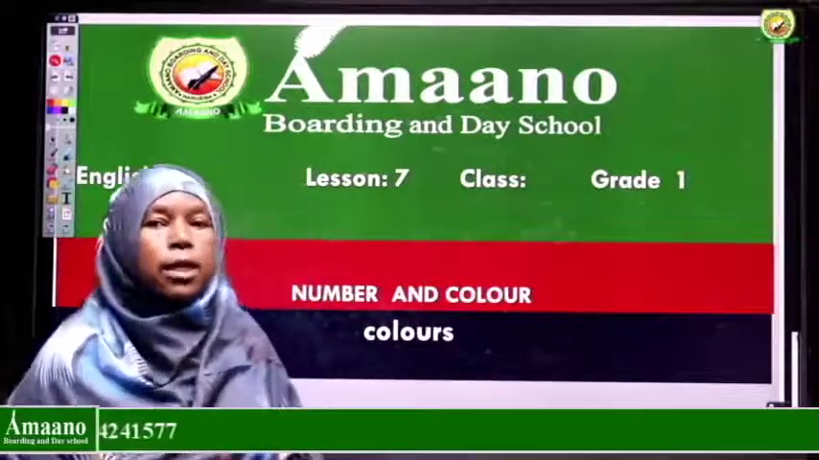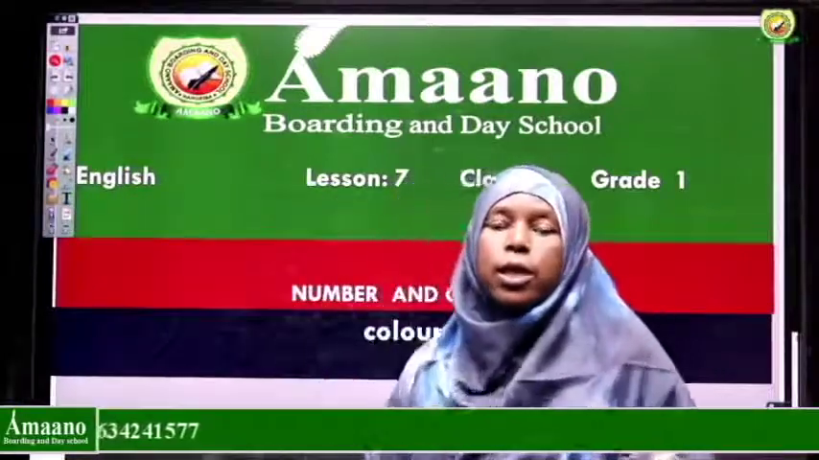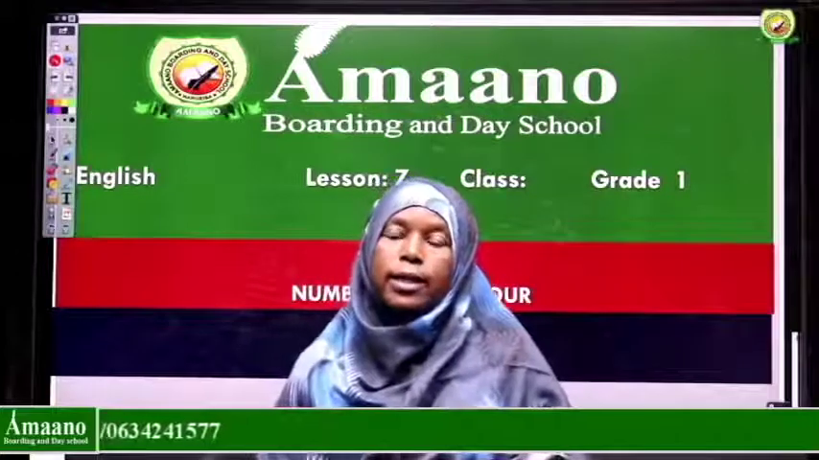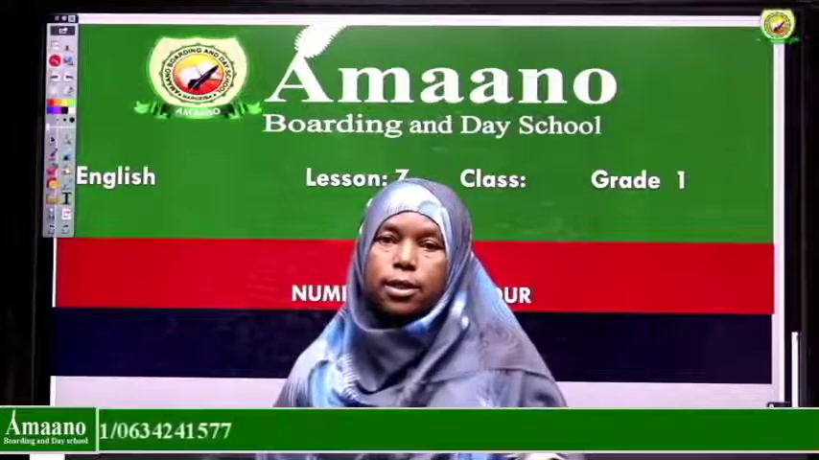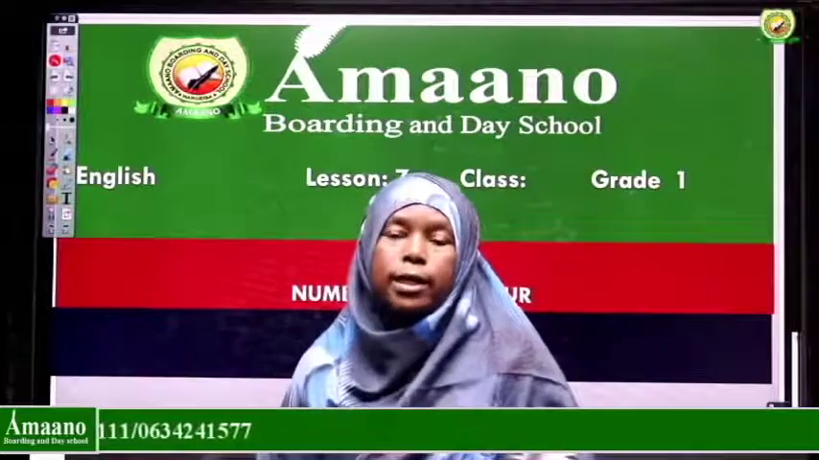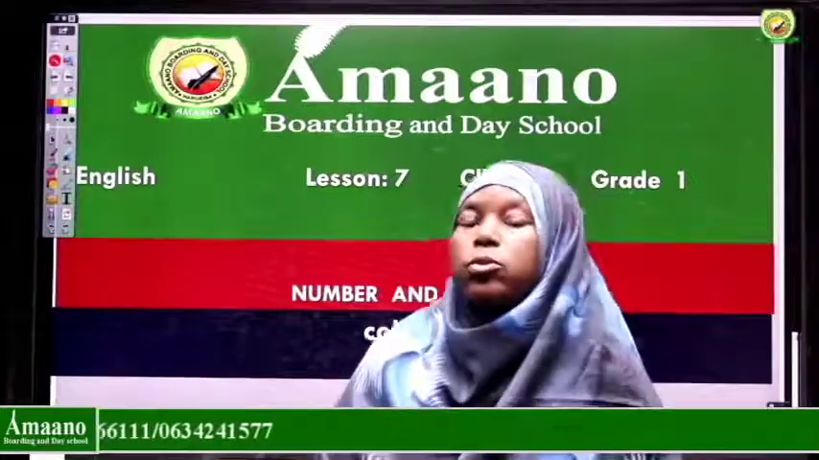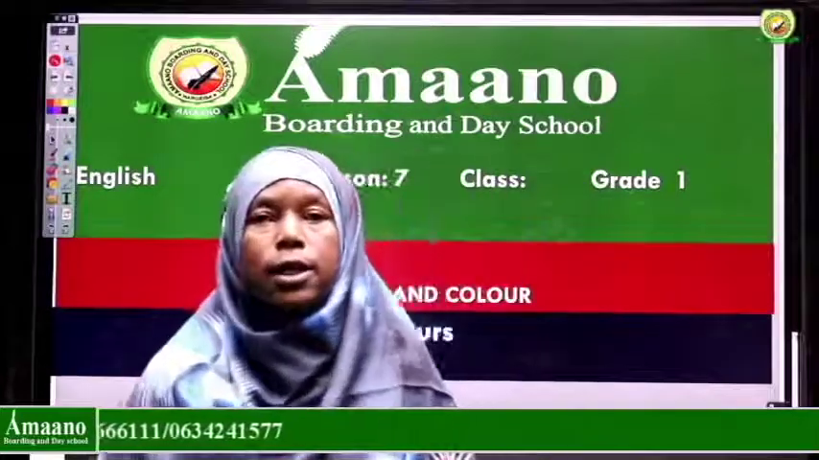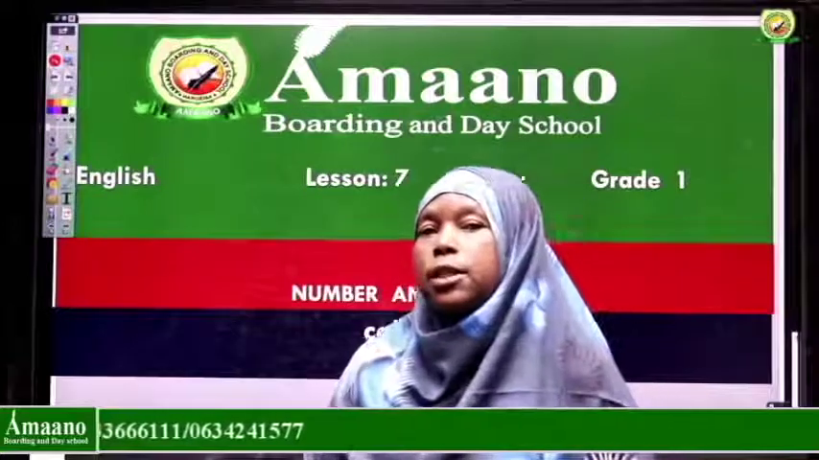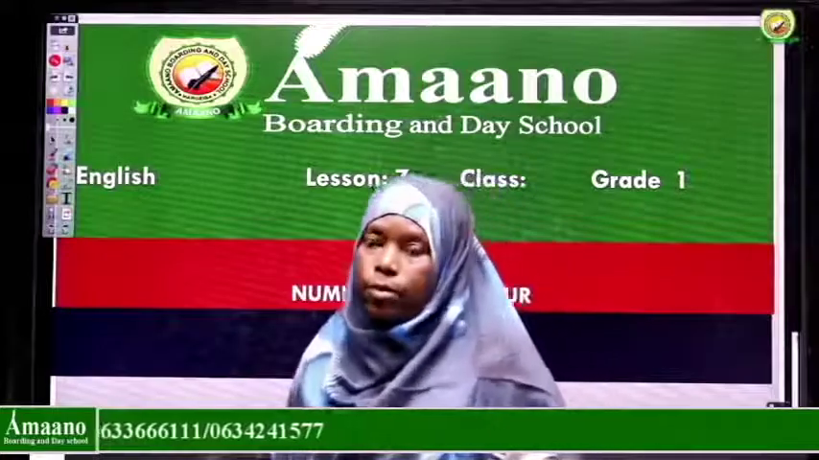Number and color. In numbers and colors, we are going to look at different types of colors, how they look like, and how we spell the colors. And finally we shall be able to count those colors, those objects in their various colors, and write the numbers properly in number form.